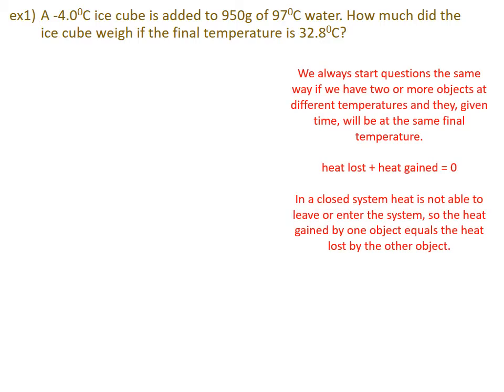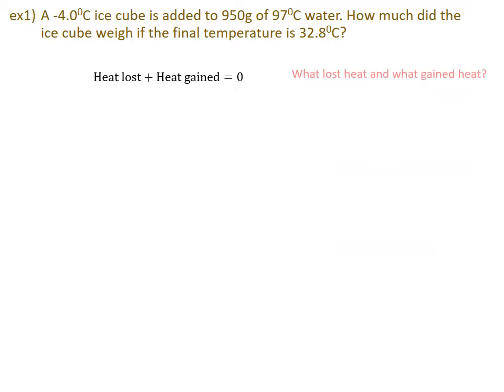We always start questions the same way if we have two or more objects at different temperatures and they, given time, will be at the same final temperature. We always write down heat lost plus heat gained equals 0. Because in a closed system, heat is not able to leave or enter the system, so the heat gained by one object equals the heat lost by the other object. So I write down heat lost plus heat gained equals 0. Question is, what lost heat and what gained heat?